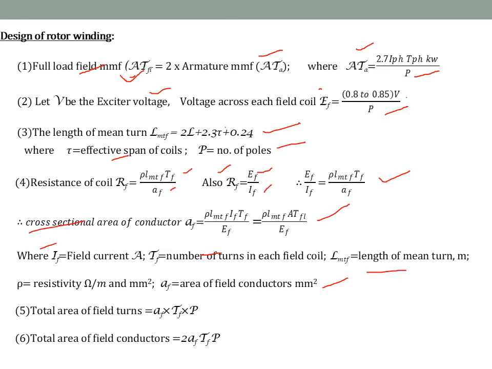Now you have found out the cross-sectional area AF. Now the total area of the field turns: this is the cross-sectional area, number of turns multiplied by number of poles. Now we are finding out the total area of field turns in a rotor. For the total area of field conductors, the turns have to be multiplied by 2, so it is 2 AF TF P.